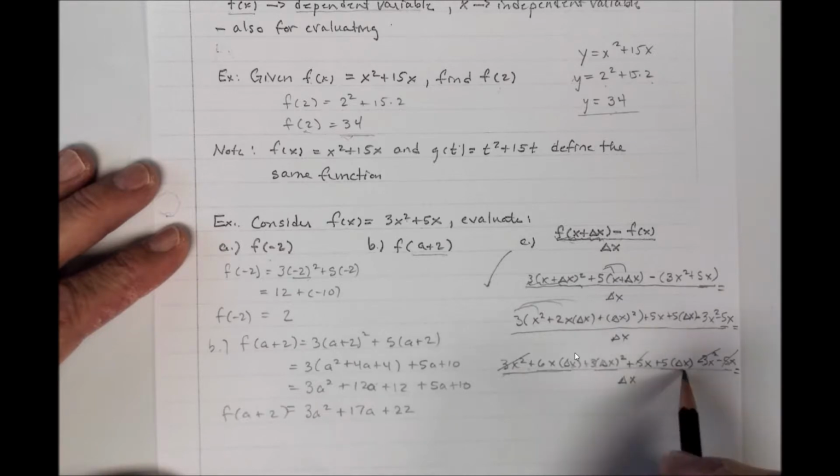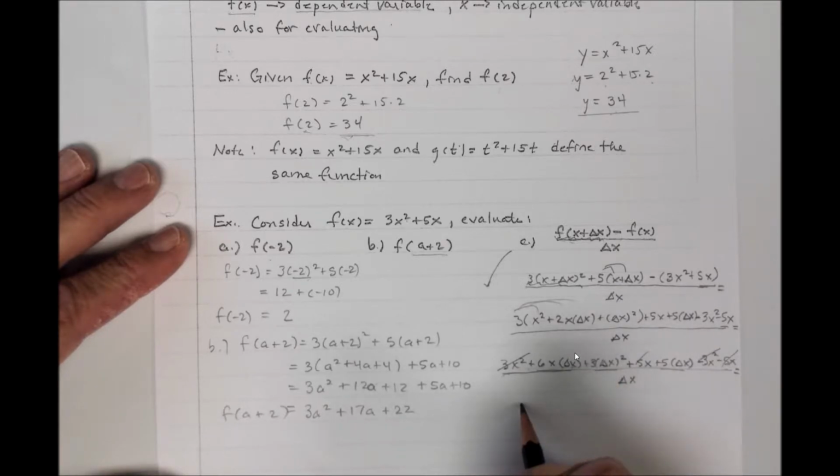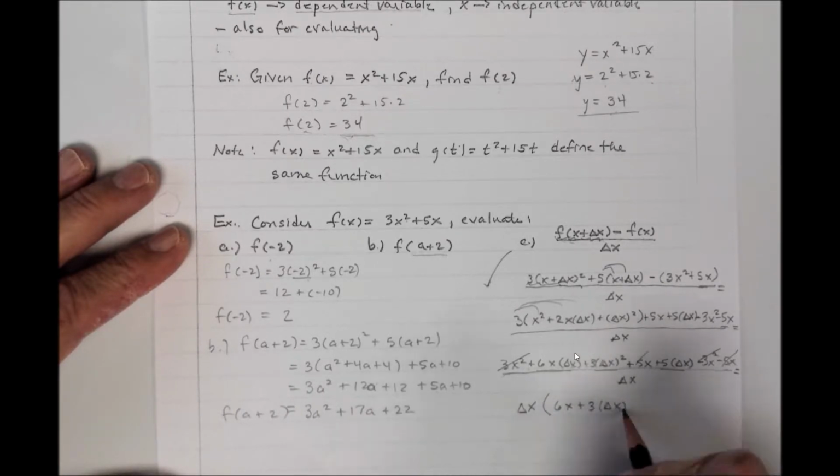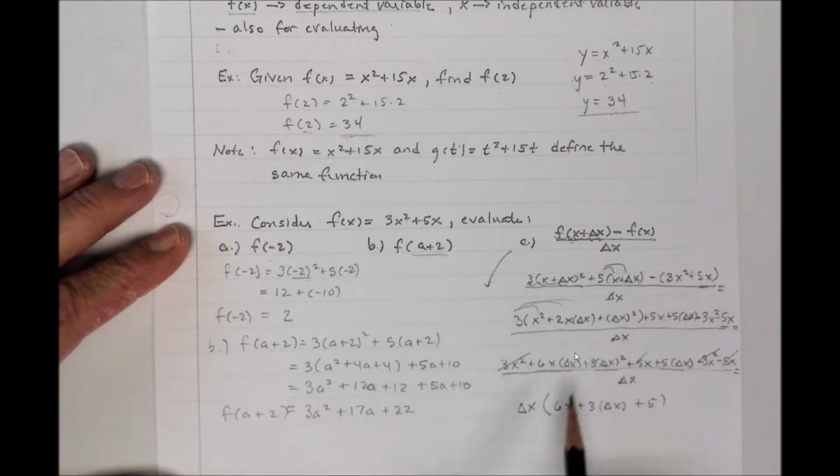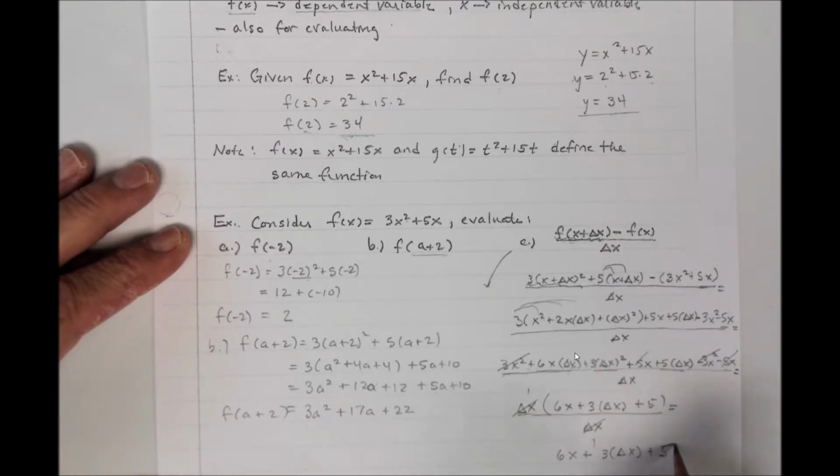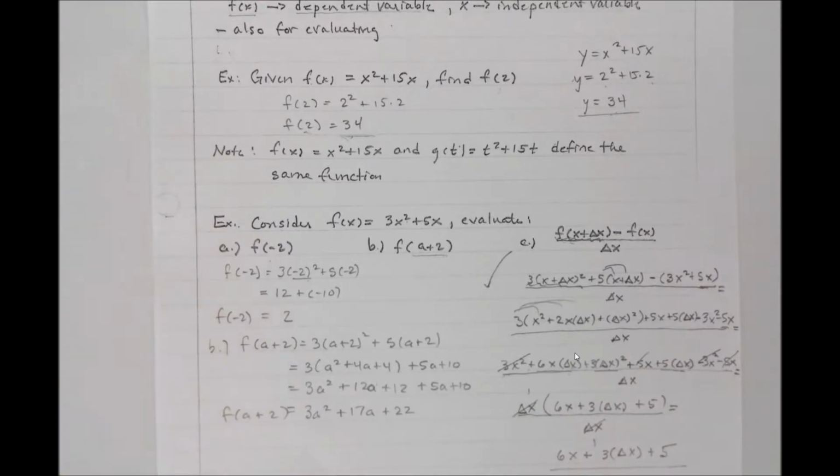So I have this, and they all have at least one delta x. So all in one step, I'm going to factor out a delta x in the numerator. Gives me 6x plus 3 times delta x plus 5. I factored the delta x out of this, one out of this, and out of this, and that's all over delta x. Now you see why I factored it out, because now I can simplify it even further, and I get my difference quotient expression to simplify all the way down to 6x plus 3 times delta x plus 5. And there's the simplified form.